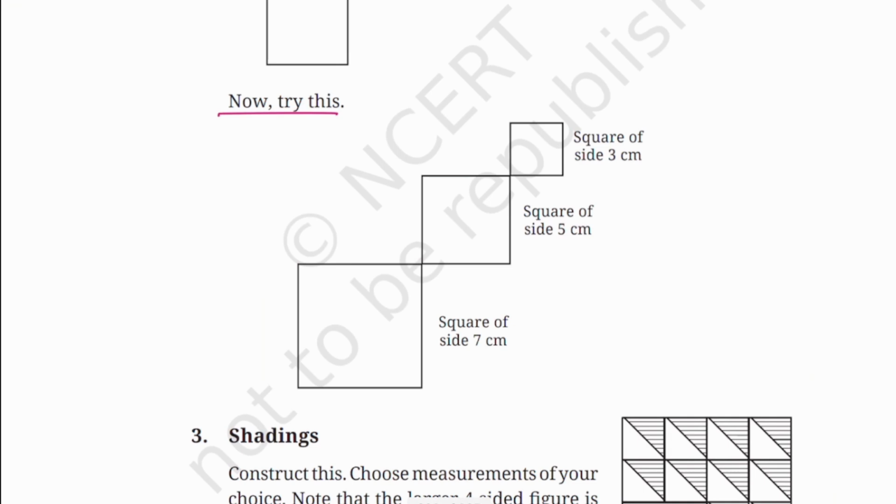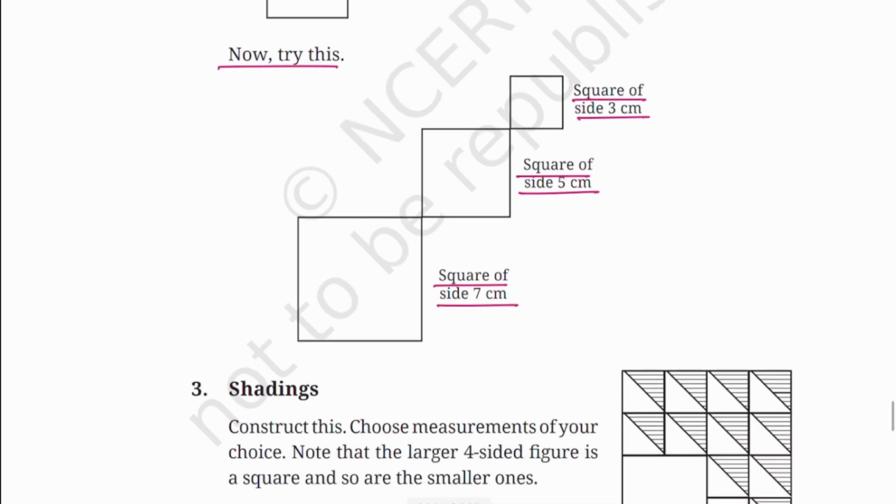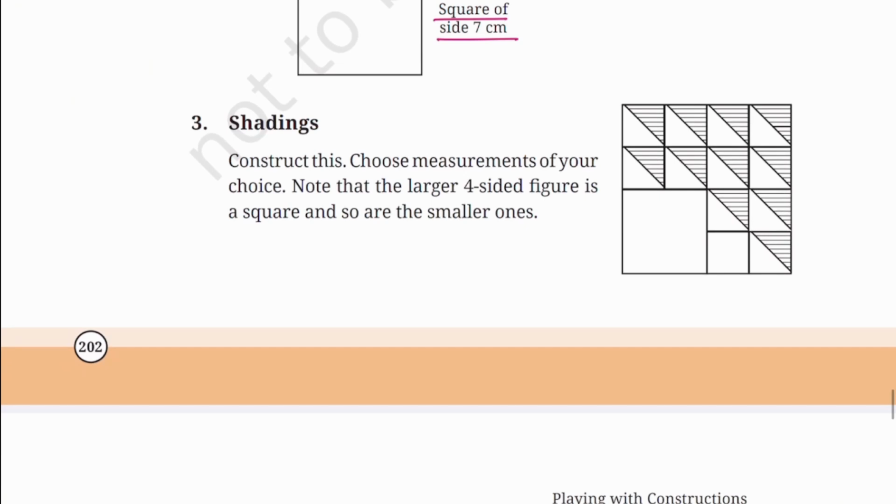Now try this. Square of side 3 centimeter, square of side 5 centimeter, square of side 7 centimeter. 3. Shading. Construct this. Choose measurements of your choice. Note that the larger four-sided figure is a square and so are the smaller ones.